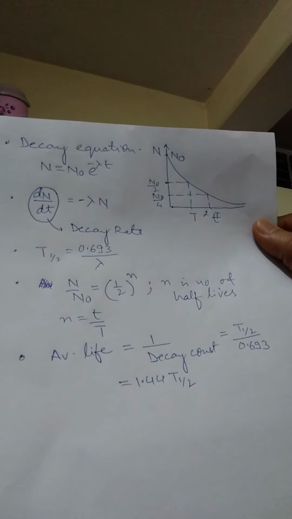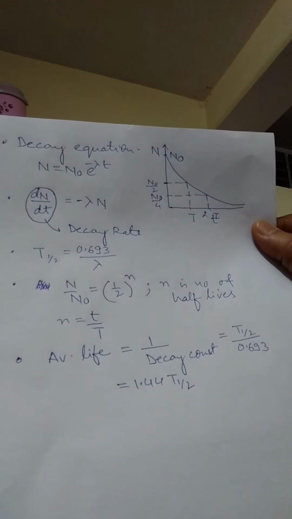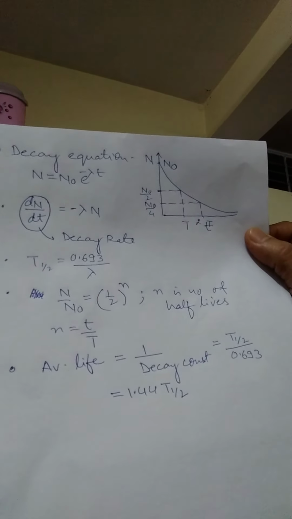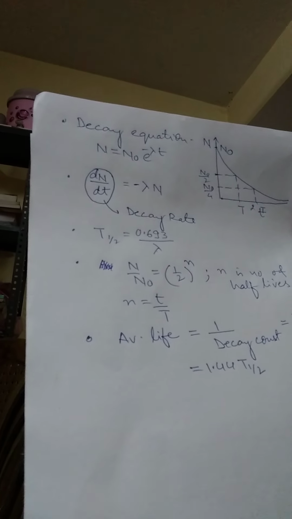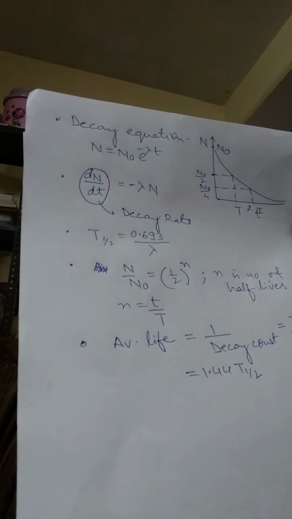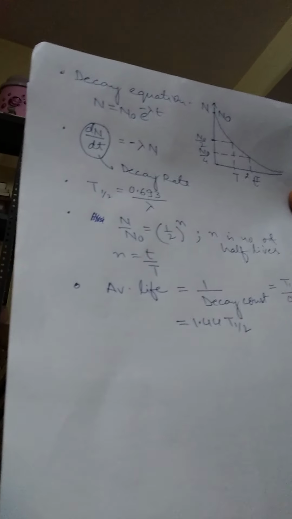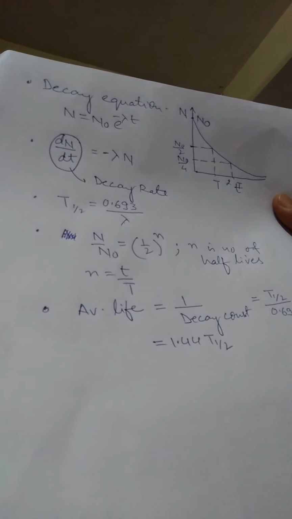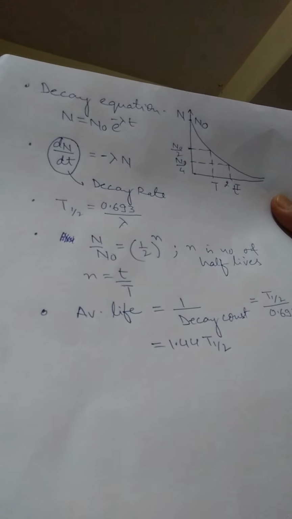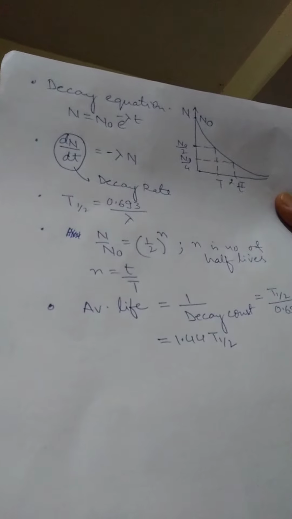I am repeating. Half-life period is given. So with help of formula, half-life period is equal to 0.693 upon lambda. You can calculate lambda because half-life period is given, and number of atom at that moment is given. Formula is in front of you. So N is given, simply you can calculate dN by dt, that is decay rate.